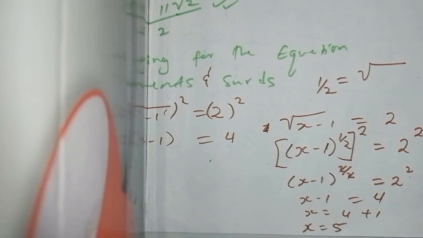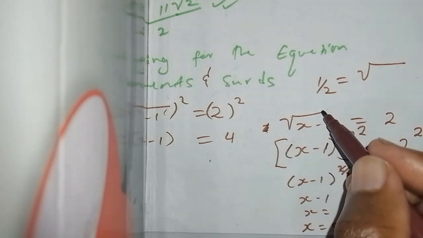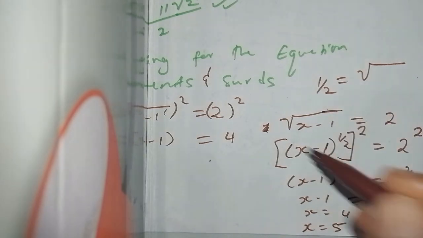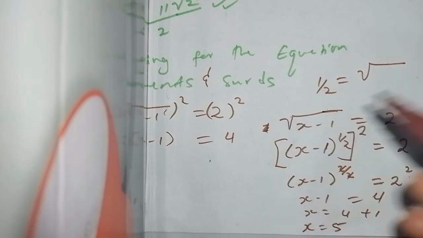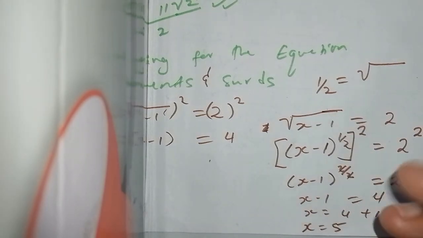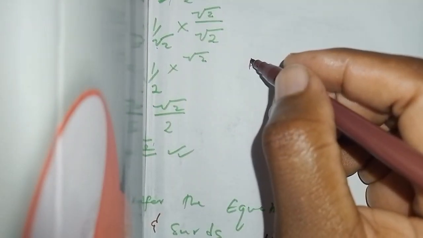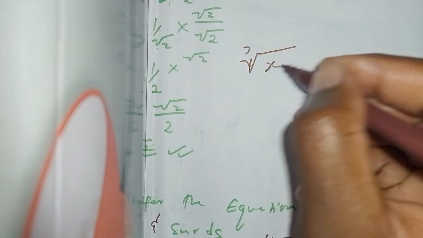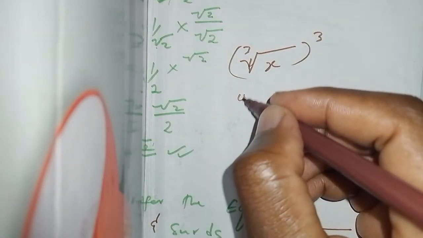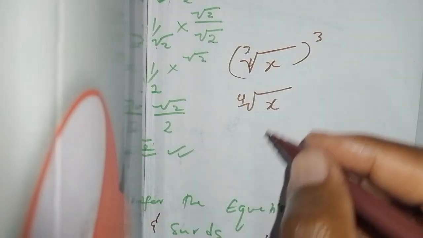I hope you now see how to remove it. When we introduce the square, we cancel this side. If this is 3, you introduce the cube. If it's 4, you introduce to the power 4. As we continue, if you have the square root or cube root of maybe x, to remove this you need to do that. If you have the fourth root of x, to remove this you need that.